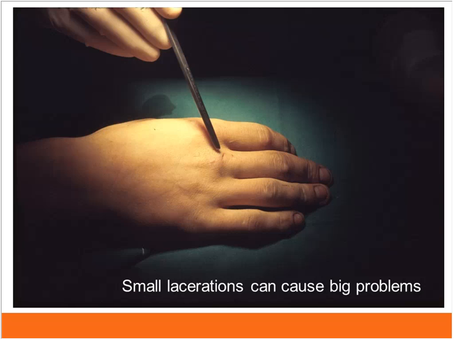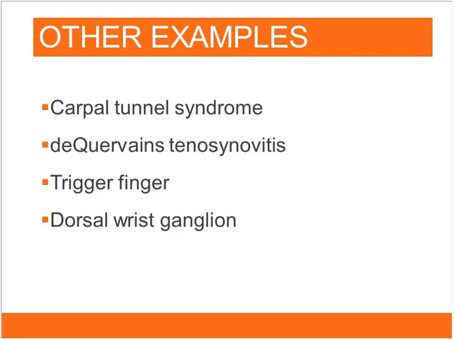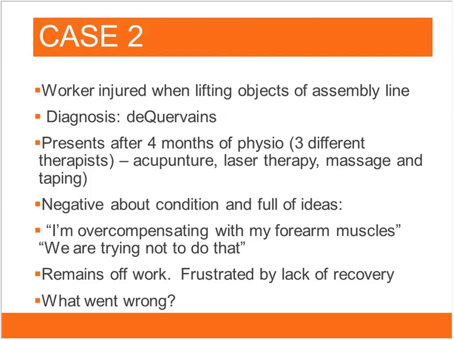Small lacerations like this can lacerate tendons and result in loss of function. Other examples are carpal tunnel syndrome, simple tenosynovitis, and trigger fingers, which can be misdiagnosed and cause large problems if missed. This leads us to our second and last case of a worker who was injured when lifting objects repetitively off an assembly line. Note, it's not an RSI. They have tendinitis of their wrist.